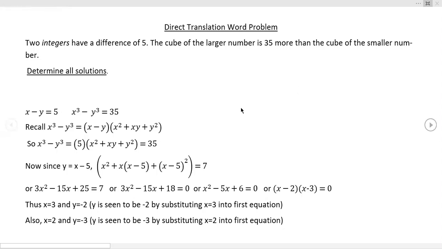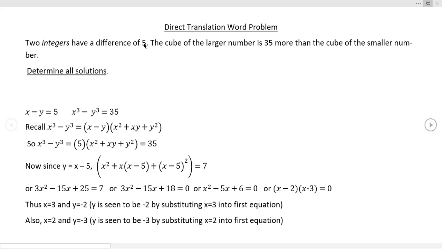Hey everybody, I'm coming to you with a word problem, and this is sometimes referred to as a direct translation word problem. And the import is that you can forget about what the word problem really says once you've converted it to math. So our very first statement right here is: two integers have a difference of 5.